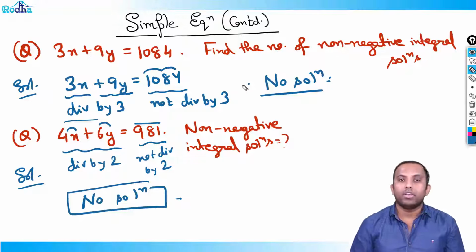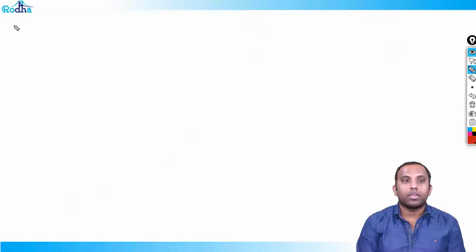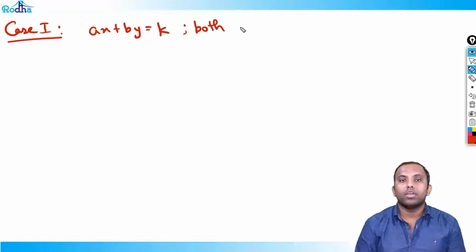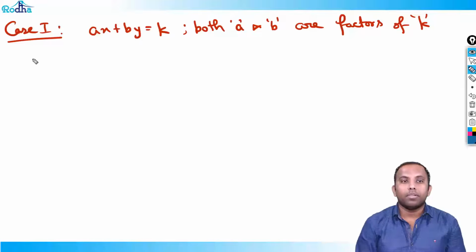Now we'll discuss some good shortcuts. First case, ax plus by is equal to k, and both a and b are factors of k. So for example, if I give you, find the number of non-negative solutions or positive solutions of 2x plus 3y is equal to 300.